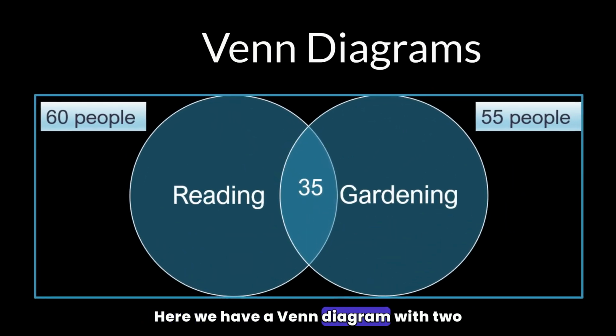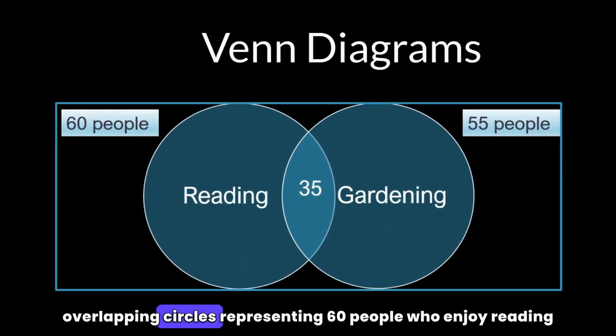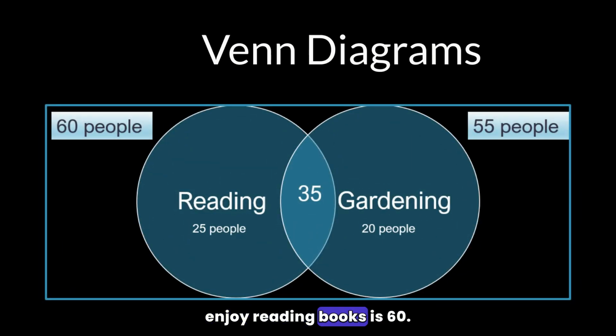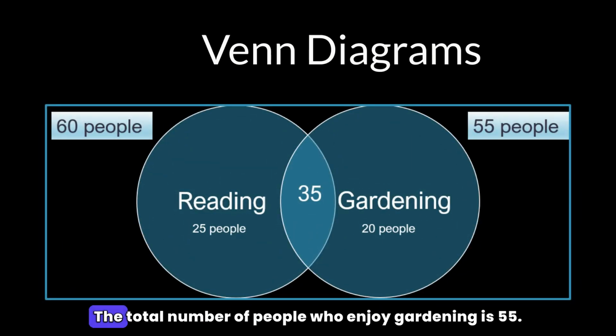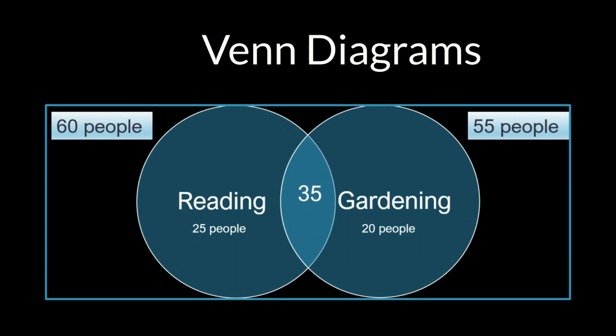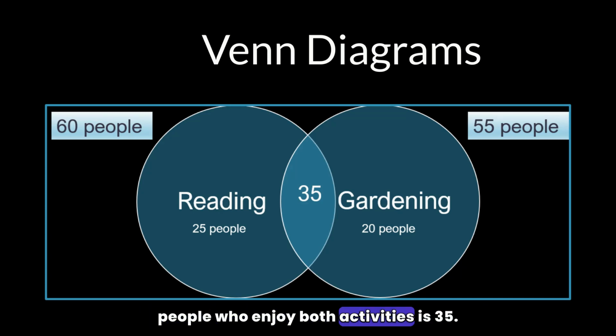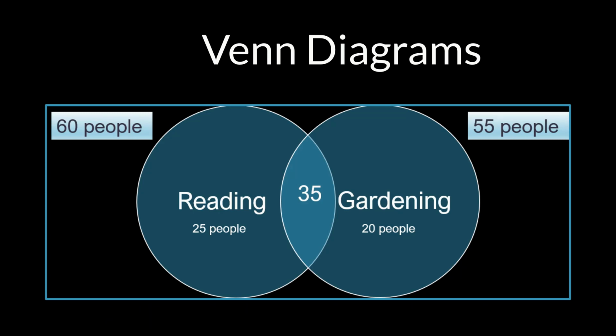Here, we have a Venn diagram with two overlapping circles representing 60 people who enjoy reading books and 55 people who enjoy gardening. The total number of people who enjoy reading books is 60. The total number of people who enjoy gardening is 55. The overlap between the two circles, representing people who enjoy both activities, is 35.